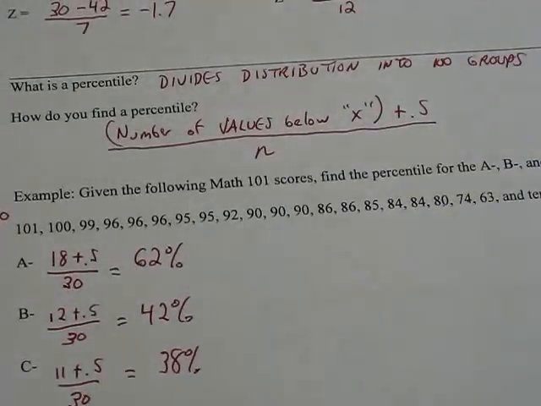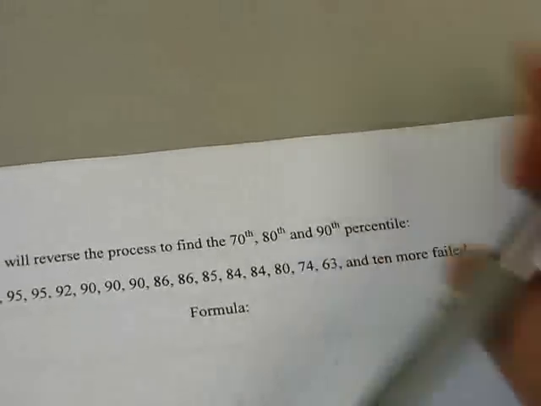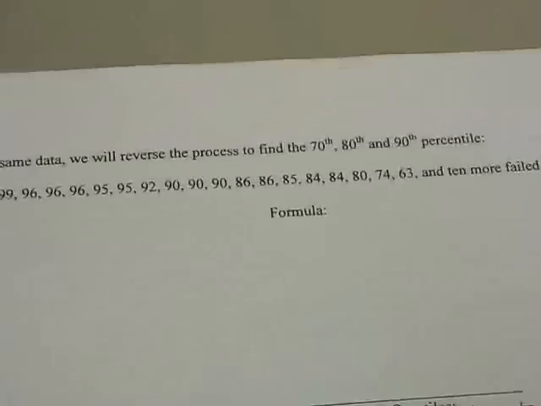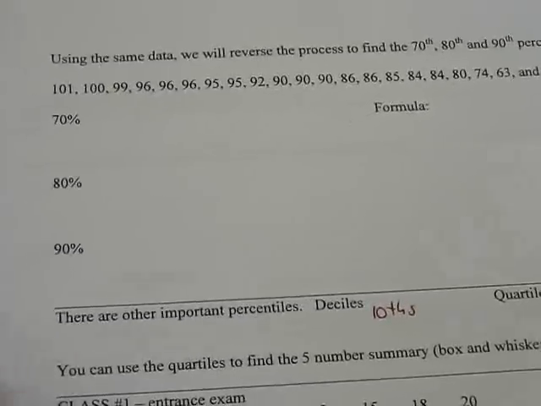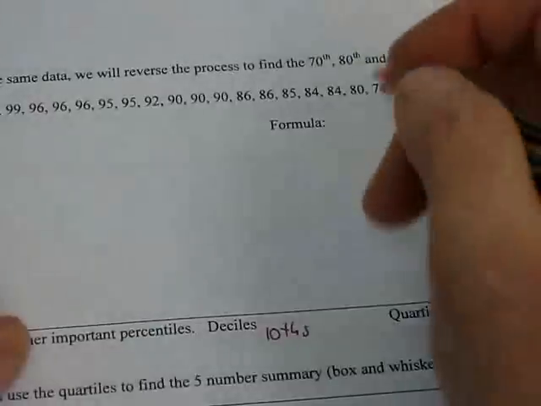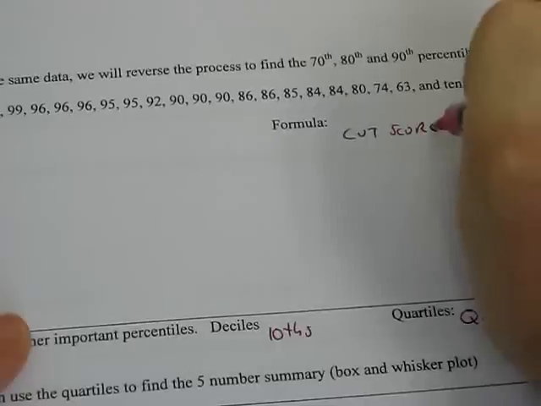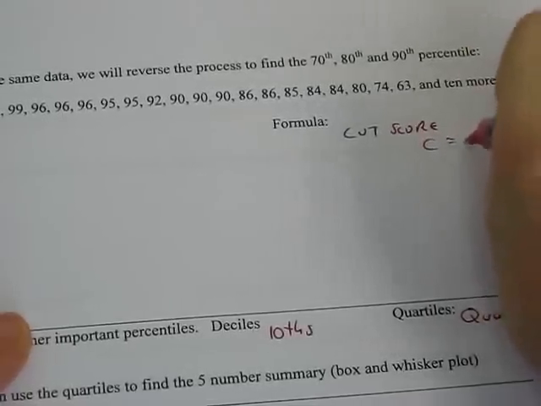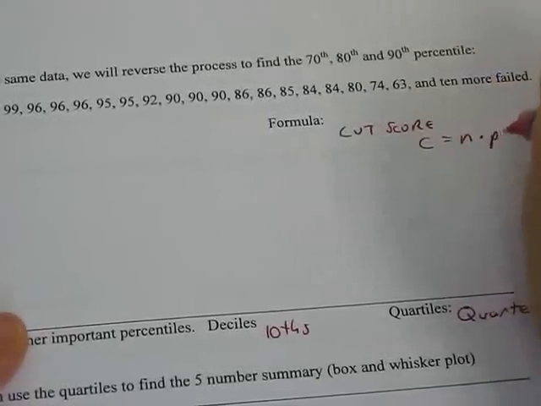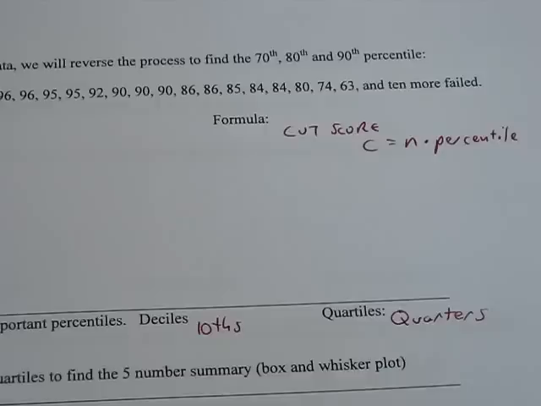Now, we can reverse the process. On the next page, it says, using the same data, what if you say, well, I don't care about my grade, I just want to be in the 70th, 80th, or 90th percentile of the class? To do this, the formula is pretty easy. To find your cut score, or I'll just call it C, C is equal to N times the percentile. This is a little different than the book because I automatically convert from decimals into percents.